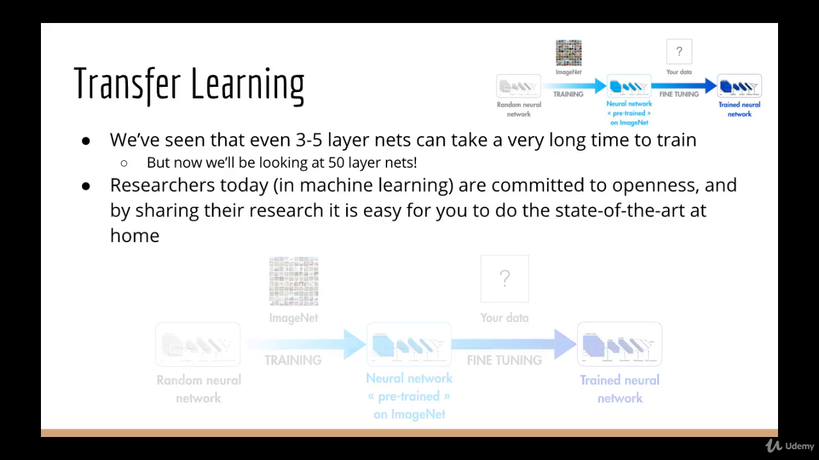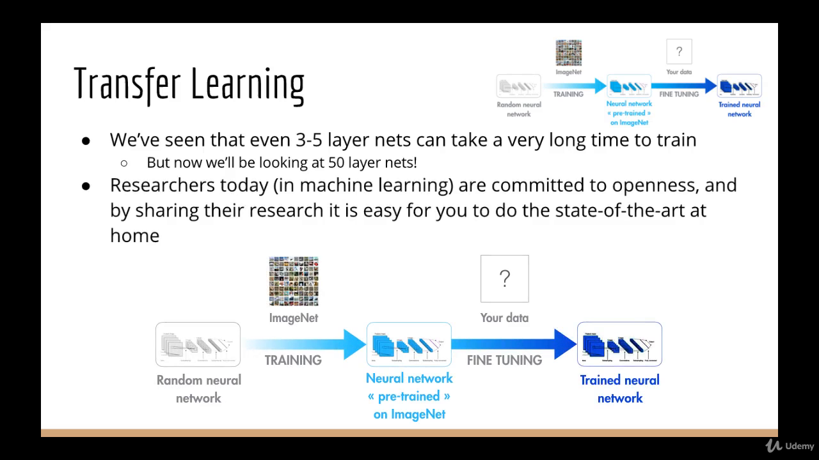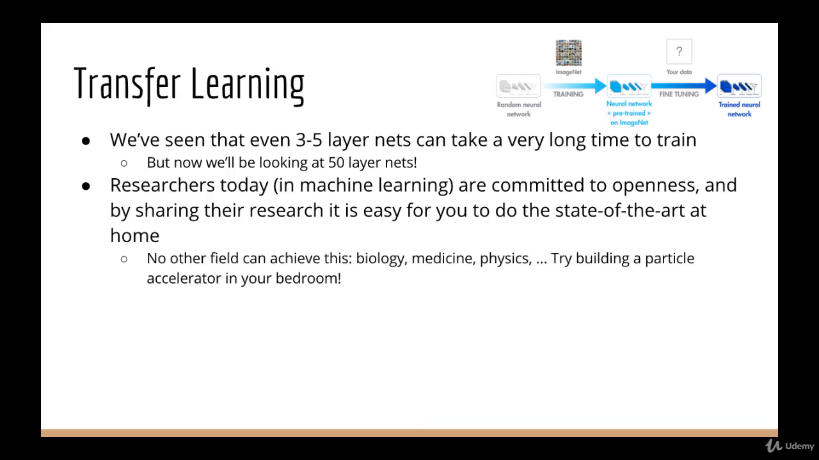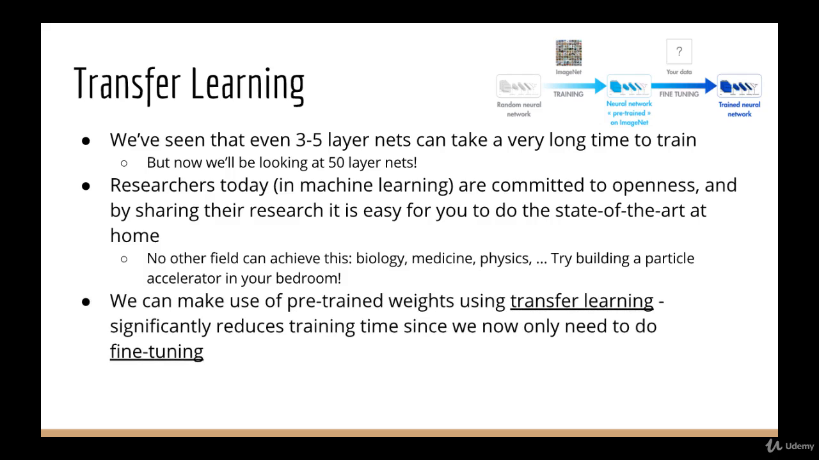Well, luckily, deep learning researchers these days are committed to openness. And so what is pretty cool about this industry is that we have an unprecedented connection between state-of-the-art research and the average Joe. No such thing exists elsewhere. If you look at finance, biology, medicine, physics, pretty much any other field, they are very hard to get into, and it's pretty much impossible for you to do something like, say, build a state-of-the-art particle accelerator in your bedroom. But deep learning is special. Researchers have done us a great service by sharing their state-of-the-art code and pre-trained neural network weights. In other words, there is pretty much zero training that needs to be done.